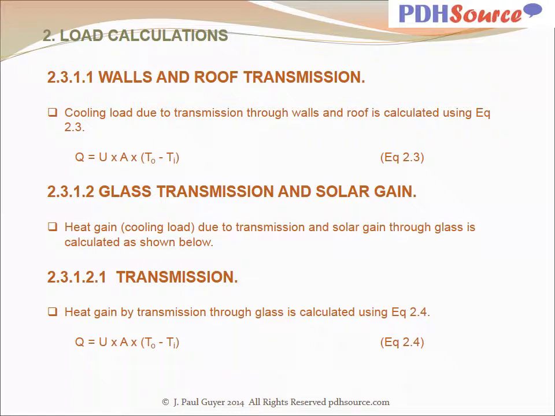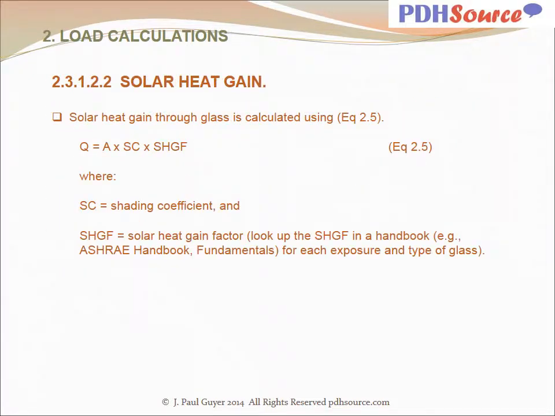The glass transmission and solar gain: heat gain due to transmission, first, for the transmission of heat through the glass, is calculated using equation 2.4, which is the same as equation 2.3. Q is equal to U times A times TO minus TI, with U now being the heat transmission factor for the glazing or glass that you are using.